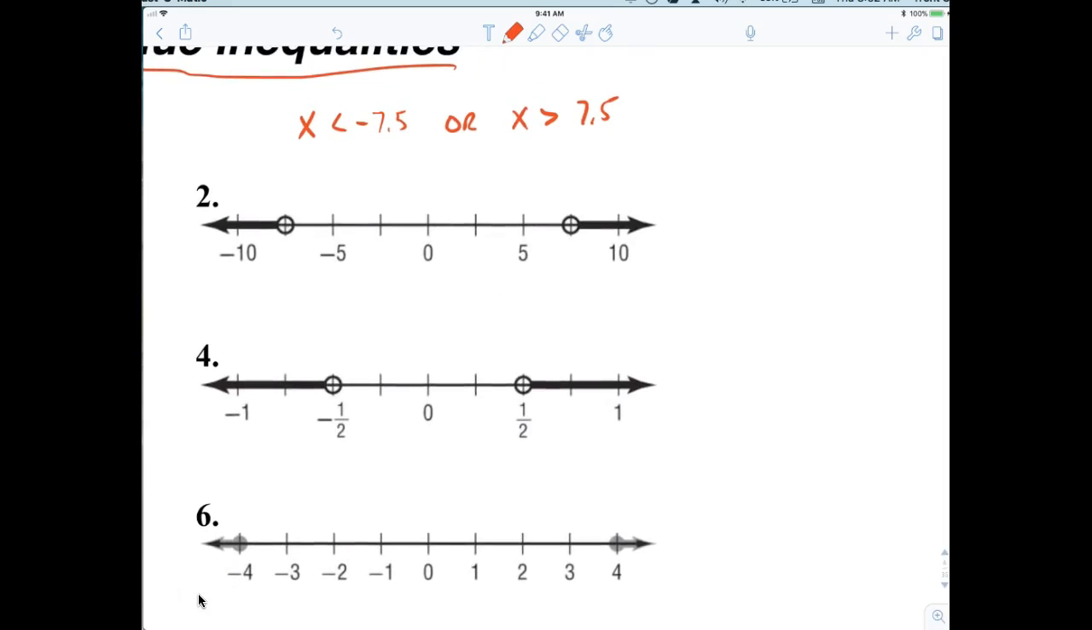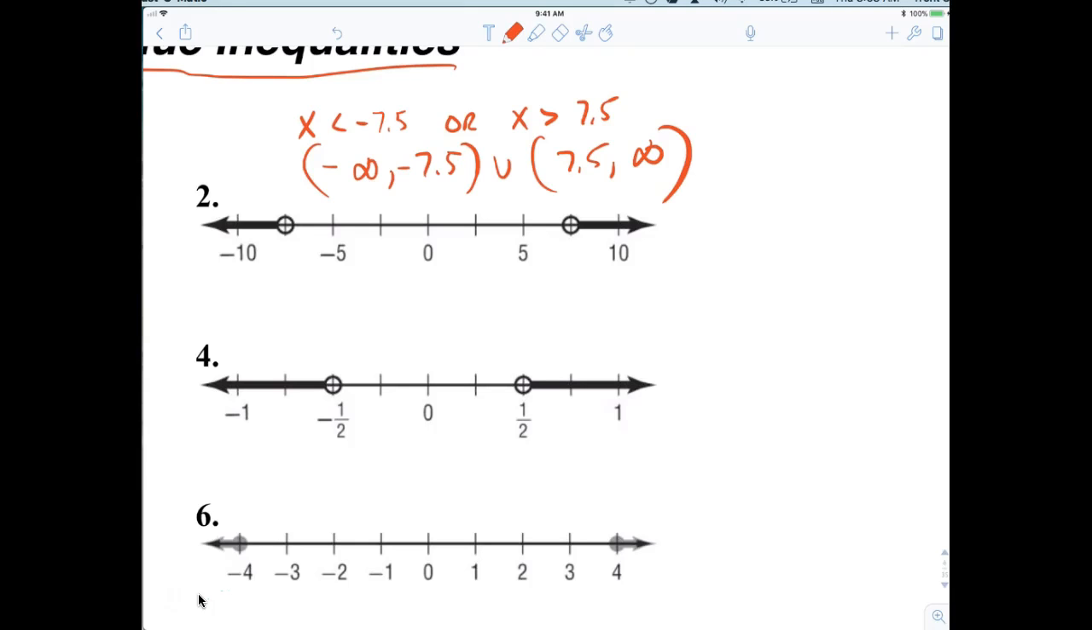This one's the annoying part because it would be negative infinity to negative 7.5. Then we do union, which just means combined with 7.5 to infinity. Those are your answers. How do you know that x is smaller? Because the arrow is going less than. And then look at 7.5. It's greater. You agree with that, right?